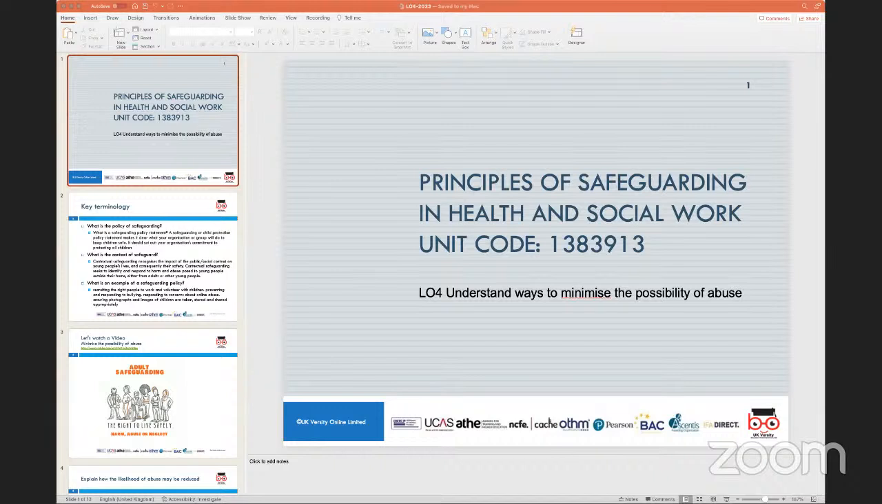In Learning Outcome 2, we went into understanding how we take action if we observe or suspect that abuse is happening, or there are concerns that abuse is happening.